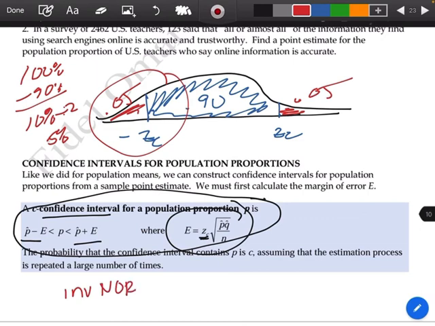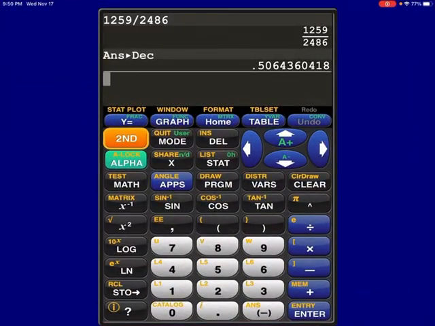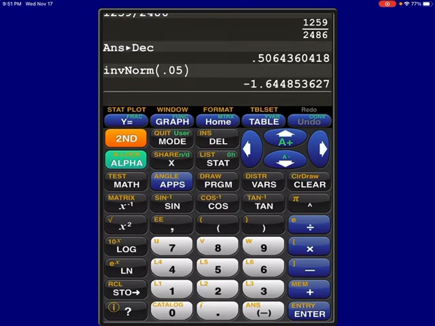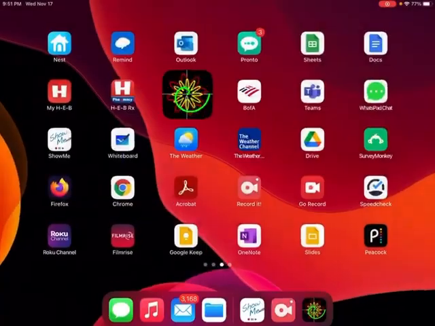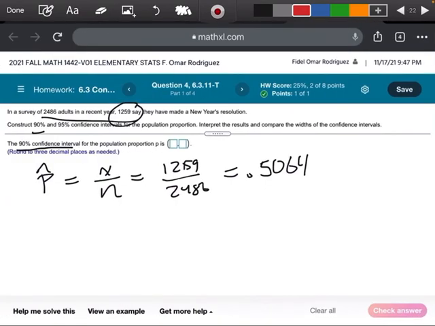So the way I can find, say, this value is I can use my calculator. Let's go with the inverse norm, and we know that the area to the left is 0.05. So I'm going to take my calculator, go second vars, go to inverse norm, 0.05. And the value I'm coming up with is 1.64, negative. So I know that this one here is negative 1.64. That just tells me that this one here, y'all, is going to be positive.